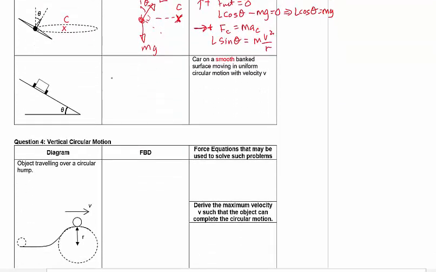Right, next example. Let's draw the forces acting on this. I will draw it here so that it's easier for you to see. So this is a smooth bank surface, so there is no friction. So the only other forces are mg and the normal force n. So in other words, I can also represent it this way. And this angle is theta.